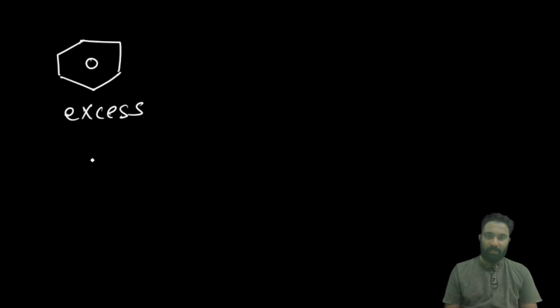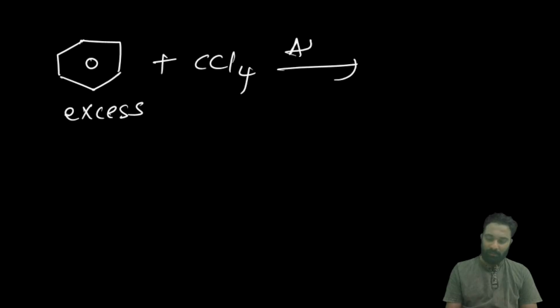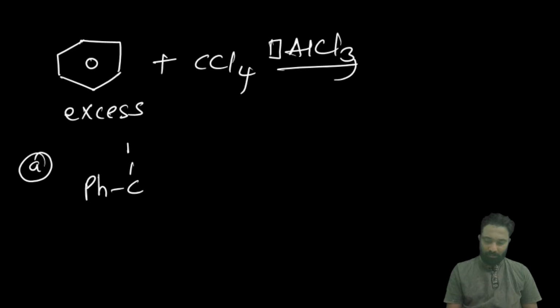Benzene in excess plus CCl4 with AlCl3. Benzene is in excess, CCl4, AlCl3. Now option A, this is option A.